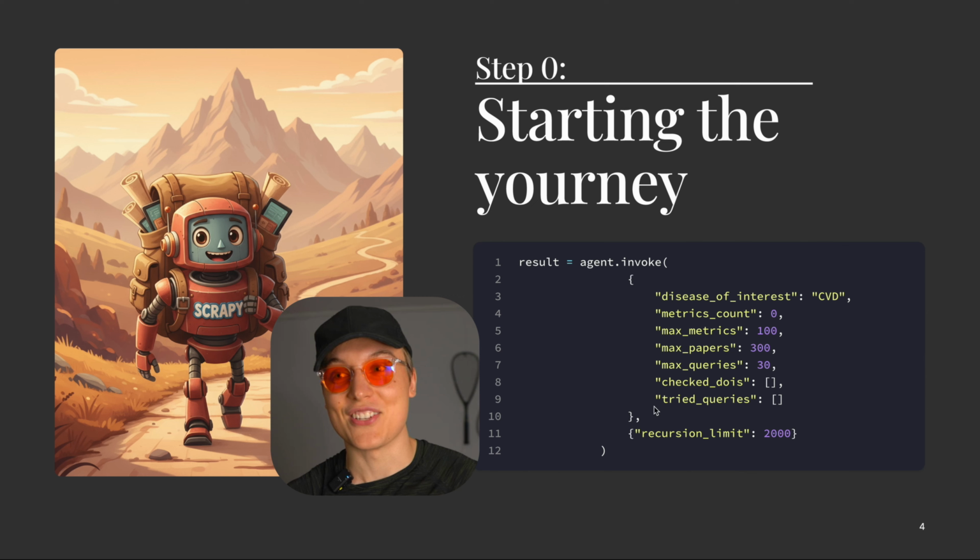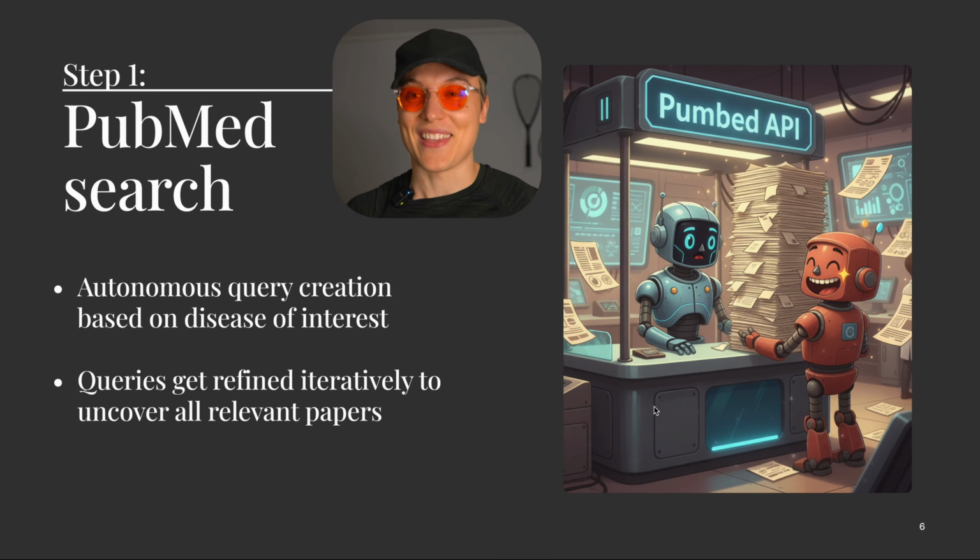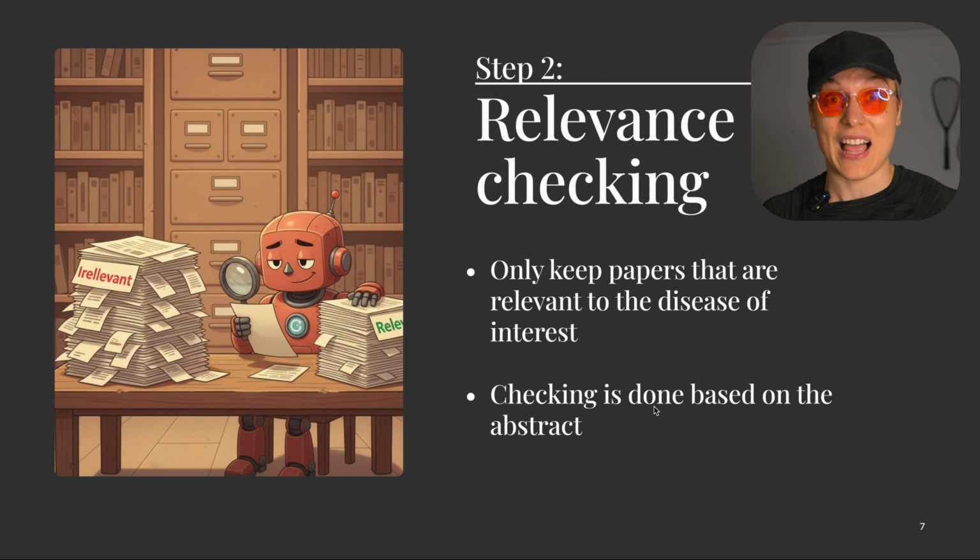The first thing that the agent is going to do is take the disease of interest that I, as a user, have specified, and create PubMed search queries based on that. Those search queries get then submitted to the PubMed API, and the agent gets back a huge pile of paper abstracts and other metadata. Then our agent goes through every single abstract one by one, deciding if the abstract is relevant or irrelevant for our disease of interest.